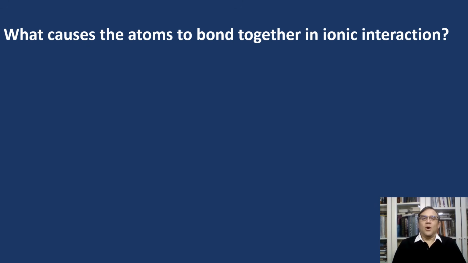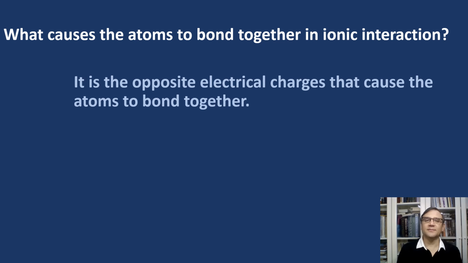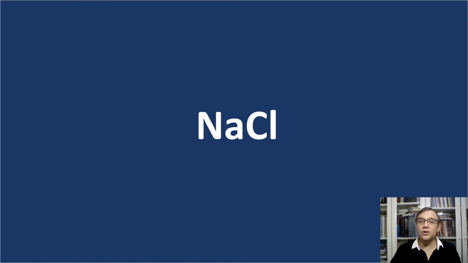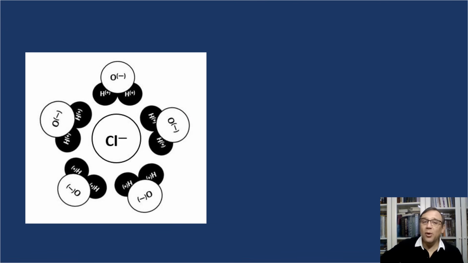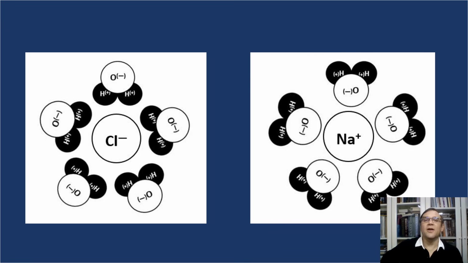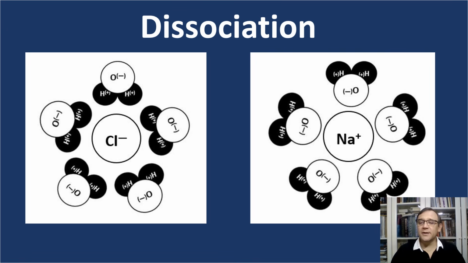Now, what causes the atoms to bond together in ionic interaction? It is the opposite electrical charges that cause the atoms to bond together. When you place salt in water, the water molecules surround the ions. The positive ends of water, the hydrogens, surround chloride ions, which are negative. The negative end of water, the oxygen, surrounds sodium ions, which are positive. This process is called dissociation.